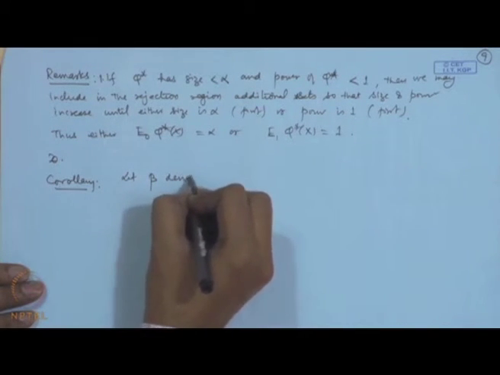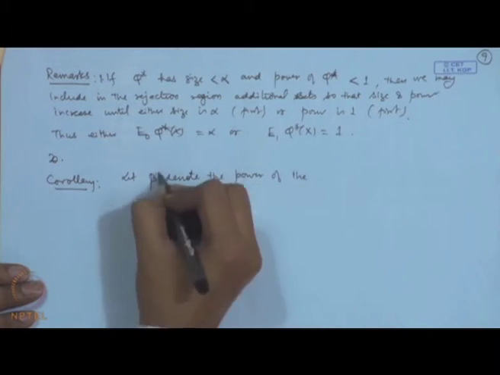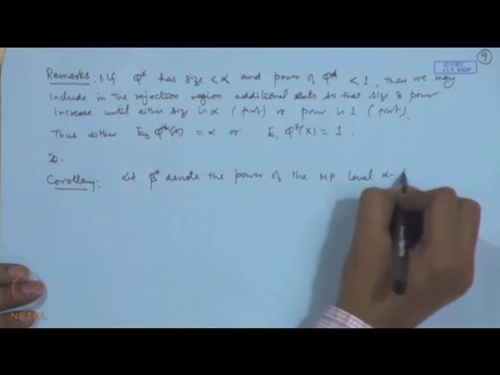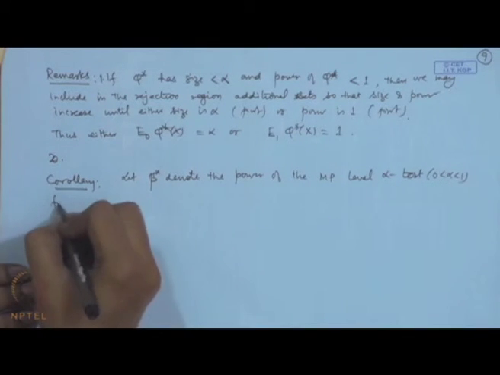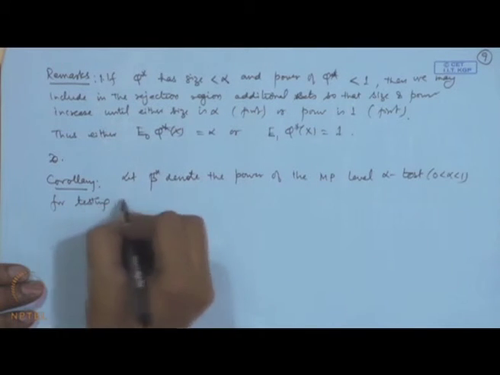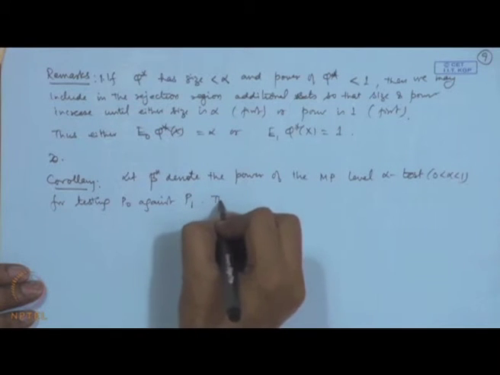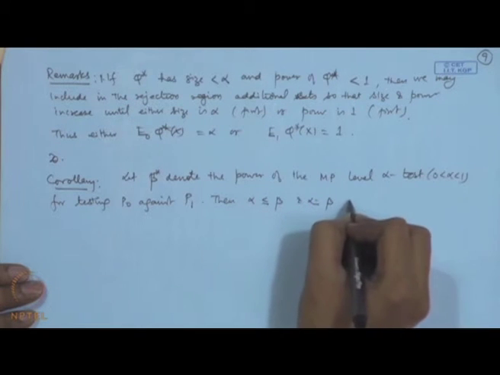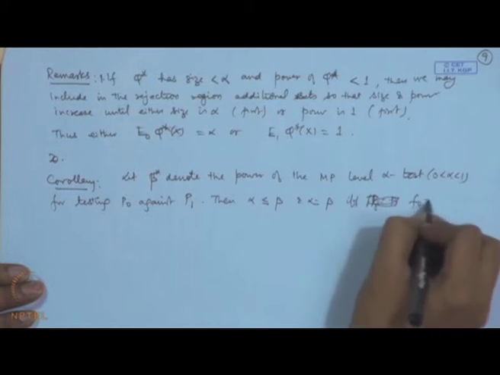Let beta denote the power of the most powerful level alpha test for testing P naught against P 1. Then alpha is less than or equal to beta, and alpha is equal to beta if and only if P naught is equal to P 1, that is pi naught is equal to pi 1, or we can say f naught is equal to f 1.